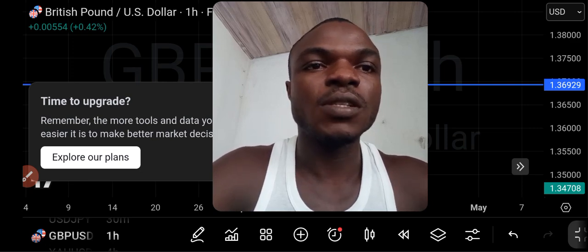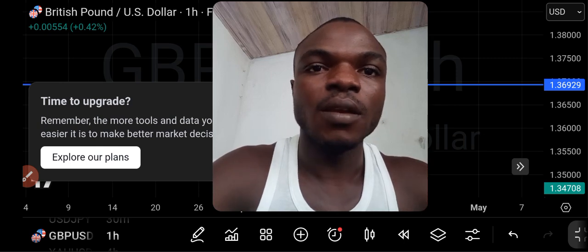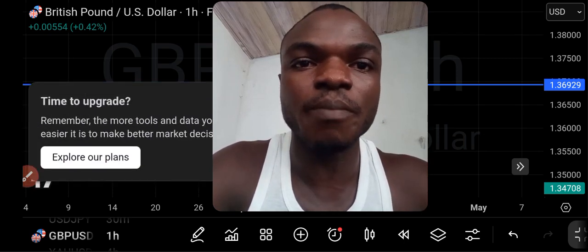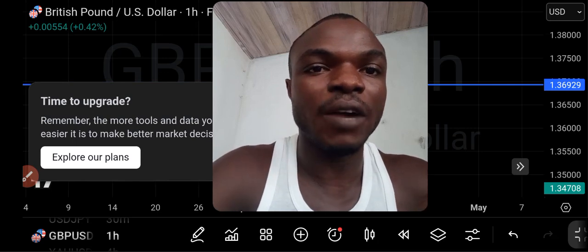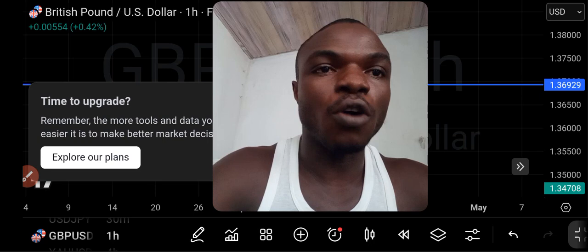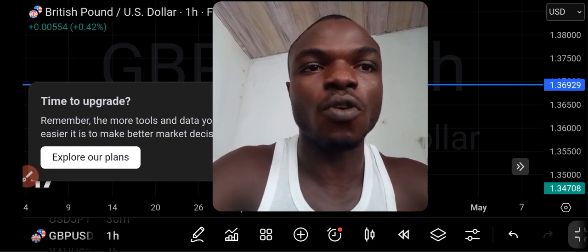Now, once this loss accumulates to 20R, then this 20R means 20%. Remember, I said you risk 1%. So once you have lost up to 20R of your capital, or 20% of your capital, then at this point, you need to first of all go on a break. You need to go on a break.